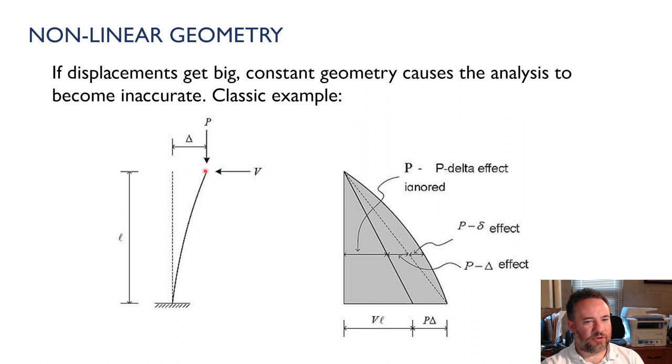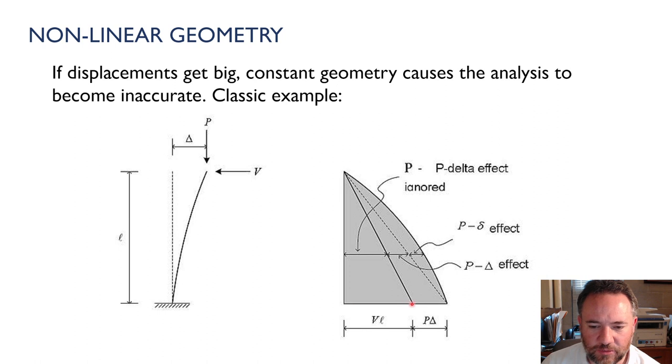But if I allow the node to actually displace, then this axial load which existed before now causes not only axial stress in this element, but also a bending effect, because now there is a moment between where the load is applied and the resistance at the base. So I have multiple different effects that I can have here, actually. So here's what happens: if I have V here, V creates a moment at the base.